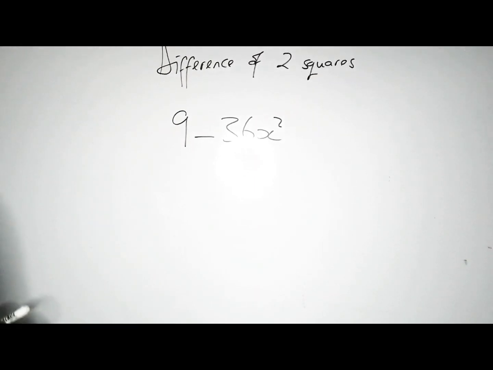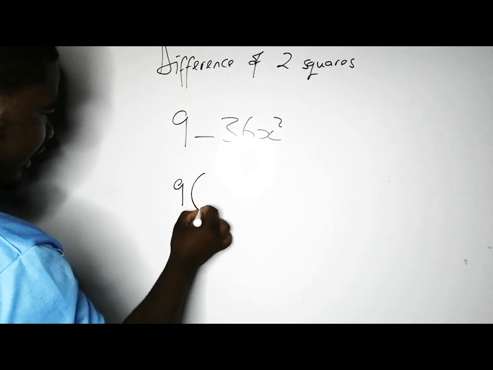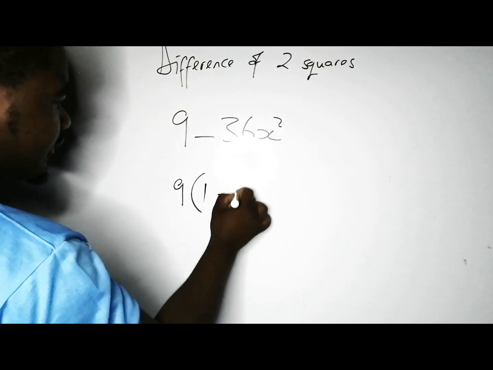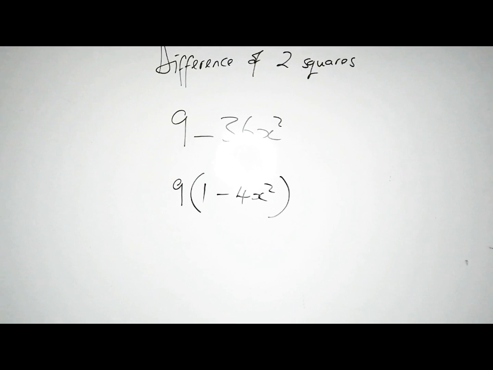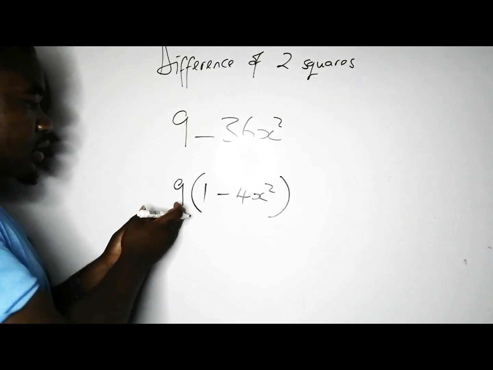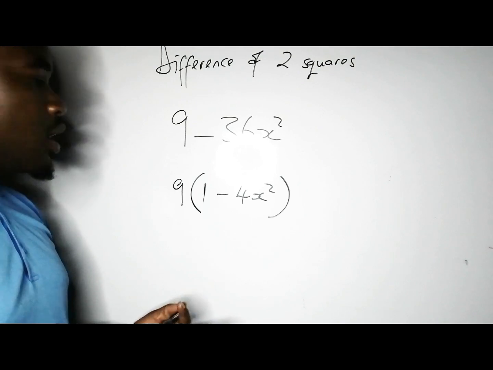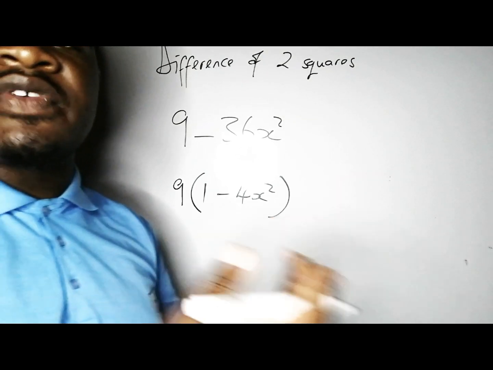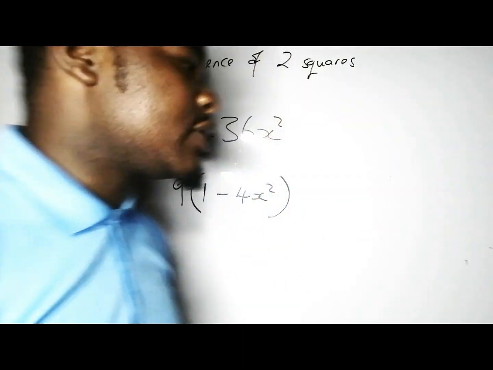So this one, we have a common factor which is 9. 9, open bracket. 9 into 9, 1. 9 into 36, 4x squared. Here I factorize the first part, general factorization. But in this bracket, we now have the difference of two squares. We are now applying the laws of difference of two squares.